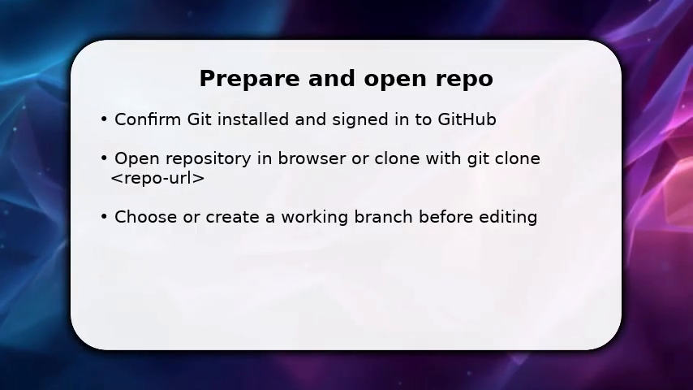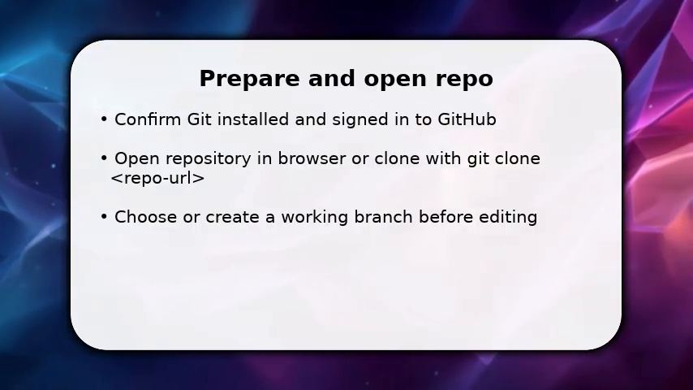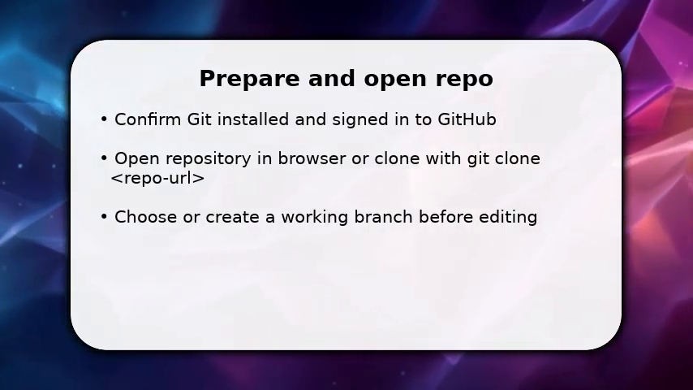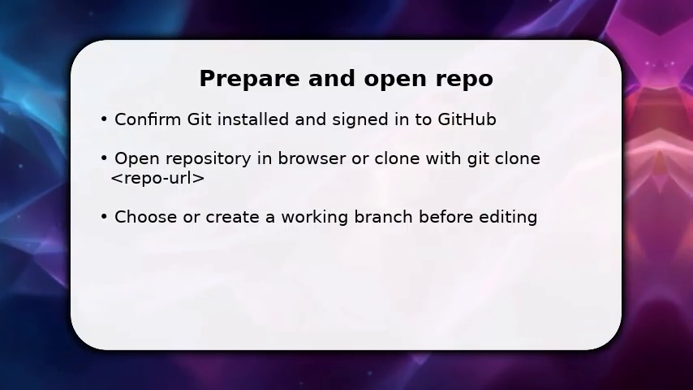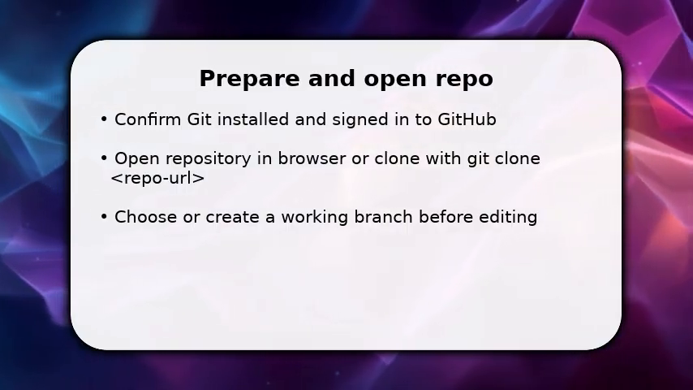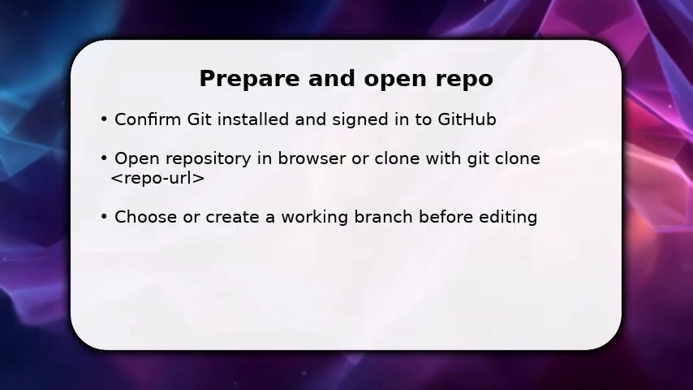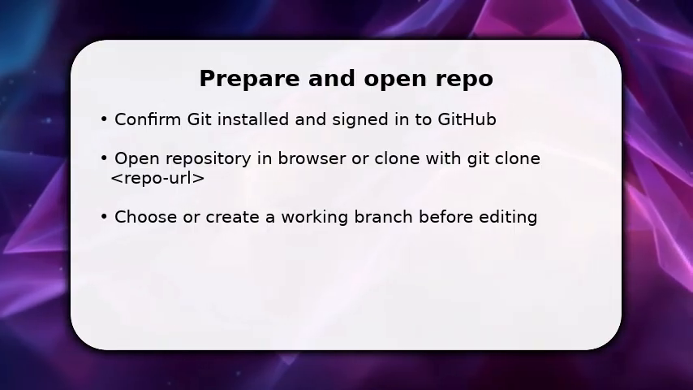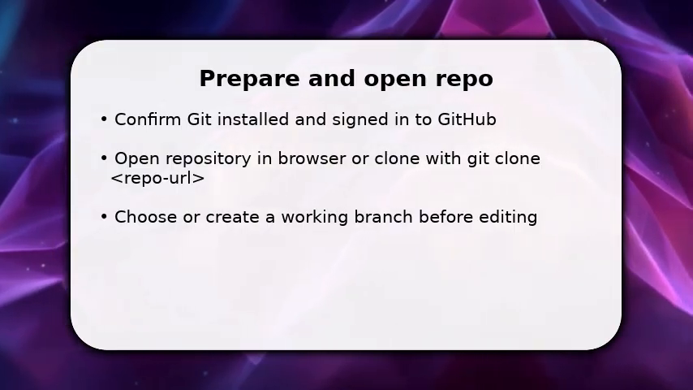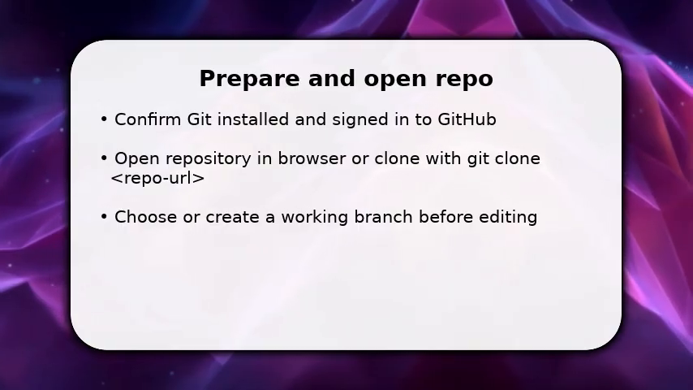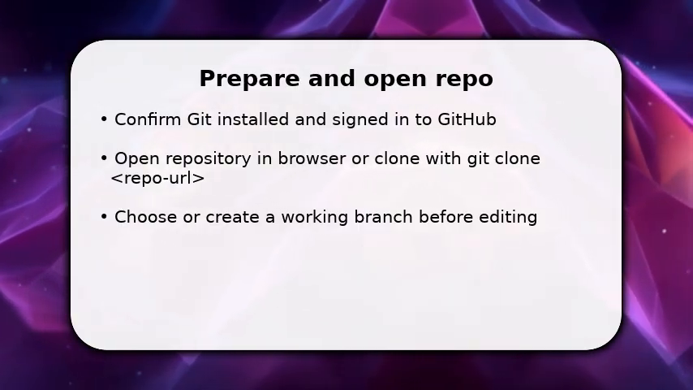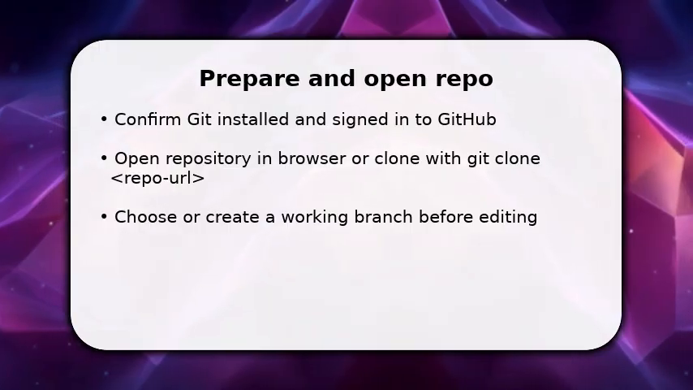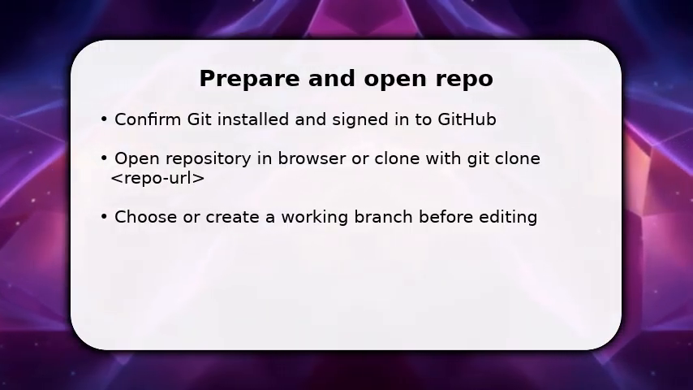You start by ensuring Git is installed and you're signed into GitHub. This avoids permission errors later. Once done, open the repository in your browser or run git clone with the repo URL to get a local copy. Then create or switch to a working branch using git checkout -b <branch-name> so you isolate changes. Make sure to pick a clear branch name. These initial steps let you edit files safely without affecting main or production branches.